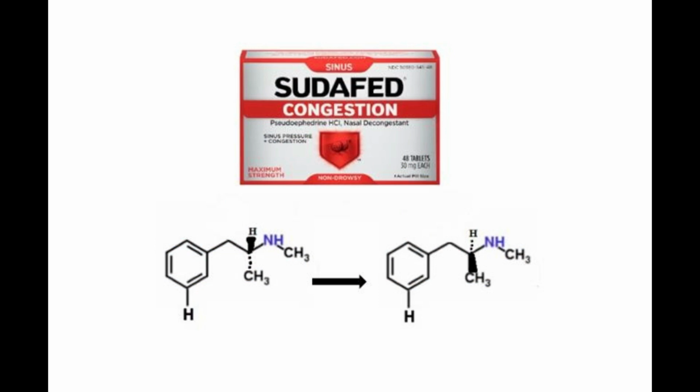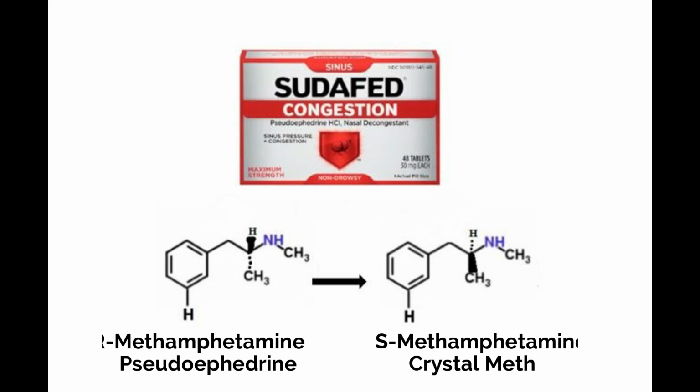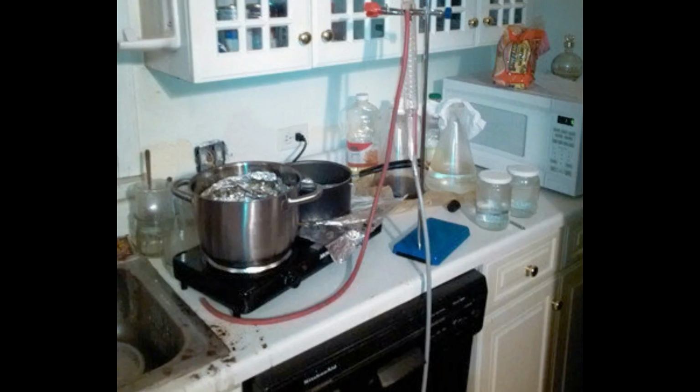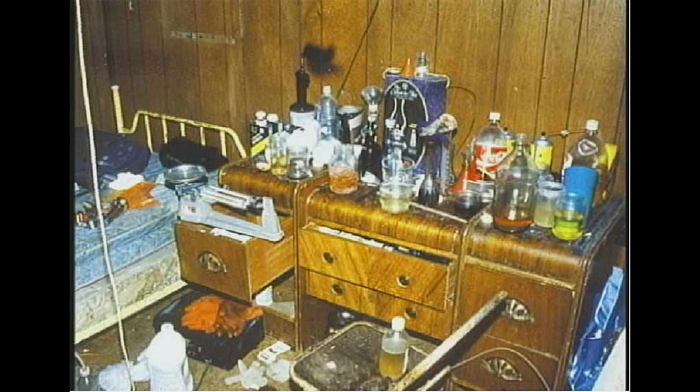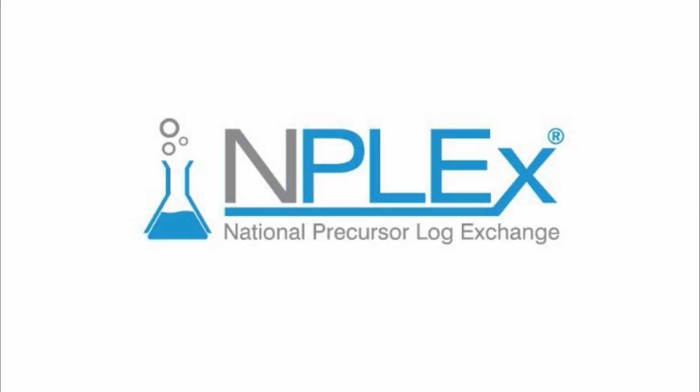In methamphetamine, the R enantiomer, or pseudoephedrine, can be permanently converted to the S enantiomer, or crystal meth, in a series of organic reduction, substitution, and elimination reactions. People would buy Sudafed and convert it to crystal meth. This was very dangerous because they lacked the proper knowledge, equipment, and environment for synthesizing reactions. Many makeshift labs exploded. This chemical conversion is why the National Precursor Log Exchange was created in 2006 with compliance to the Federal Combat Methamphetamine Epidemic Act.